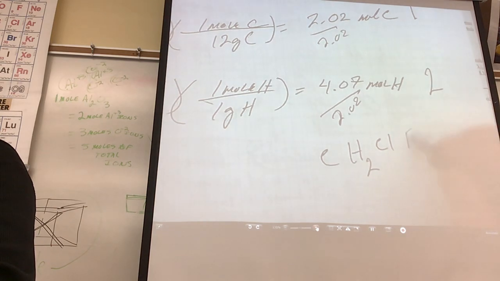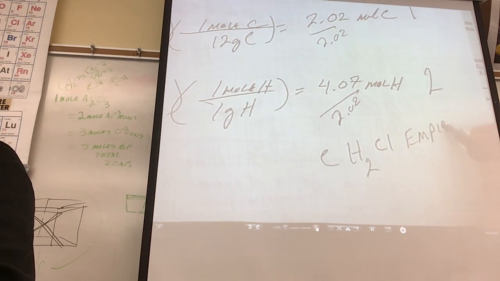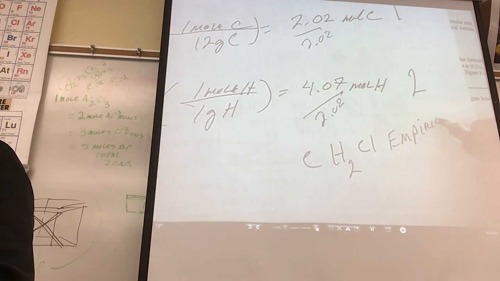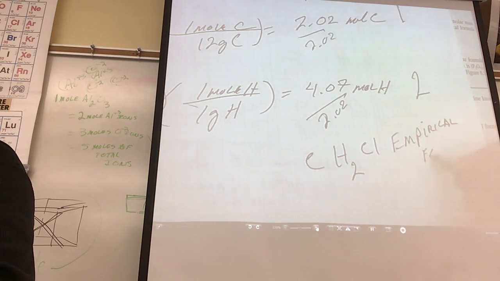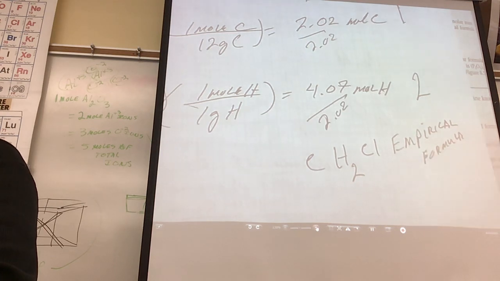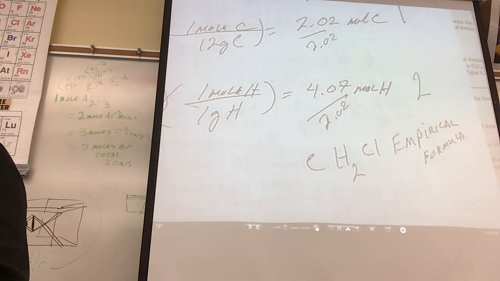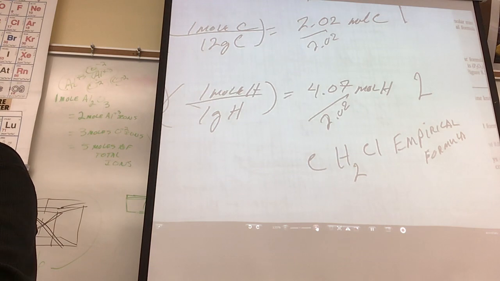This is called the, what formula? What's the name of this? No, not epilepsy. No, epilepsy is a disease. Empirical, it's called the empirical formula. You guys are funny. Okay. Now, does everybody have the empirical formula? All right.